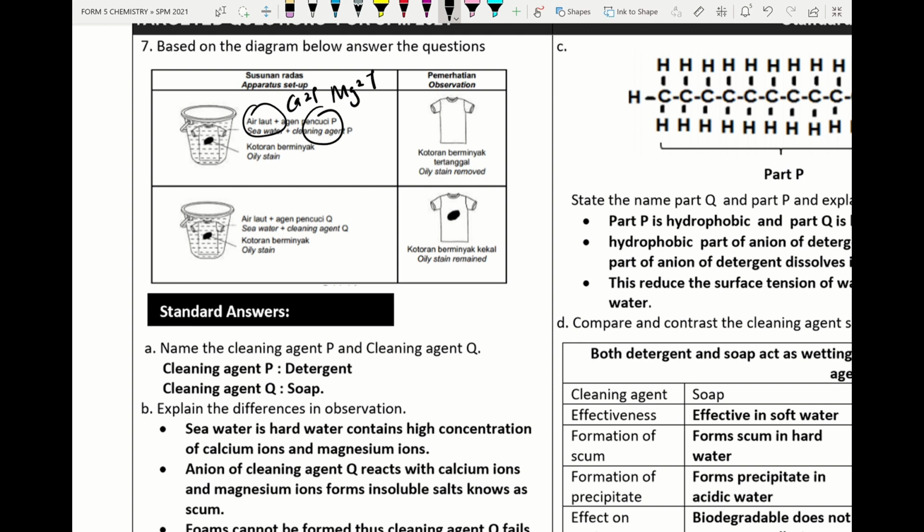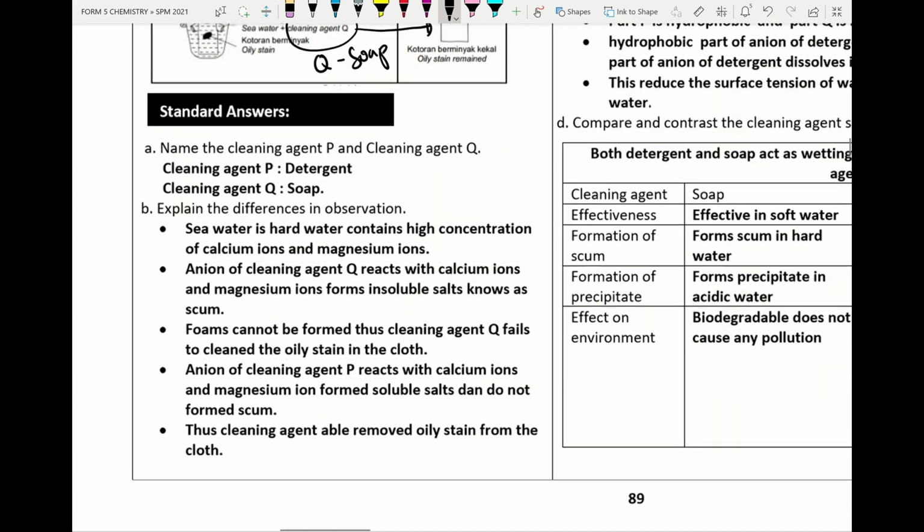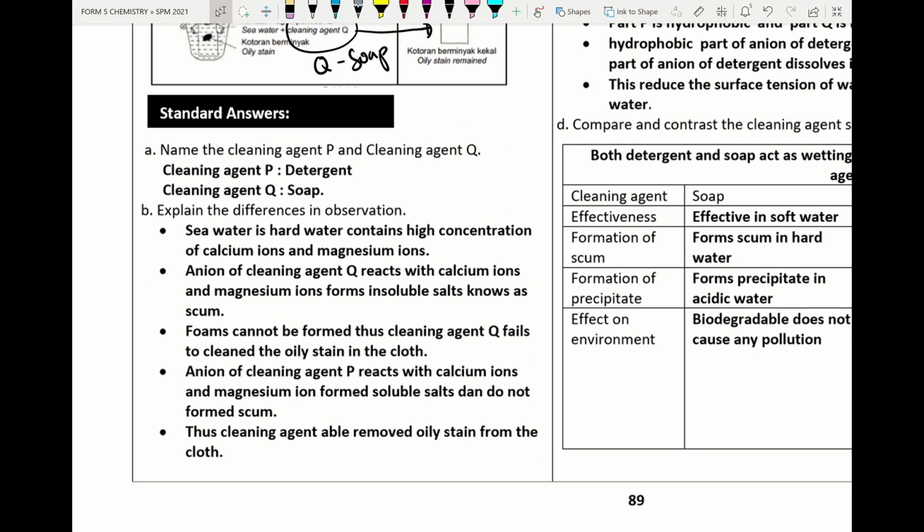All right, so we have cleaning agent P. Once you see here, we wash the cleaning agent, able to remove the oily stain. So that means P, please remember, please put detergent. And cleaning agent Q, the oily stain remains. So for cleaning agent Q, please put soap. All right, so we try to answer this question. Name the cleaning agents P and Q. P is detergent and Q is soap.